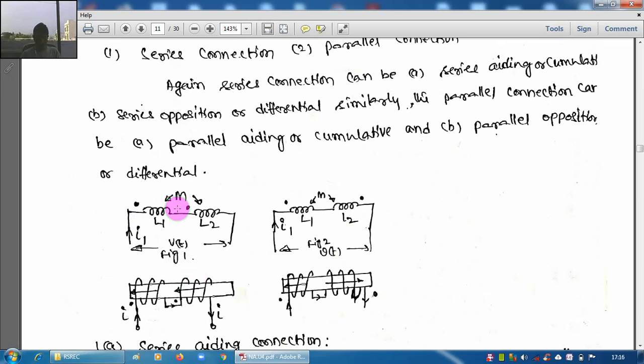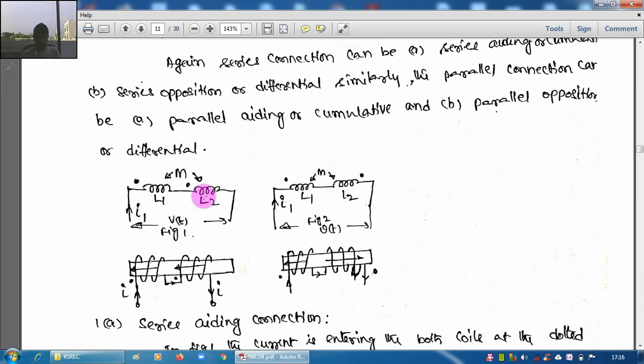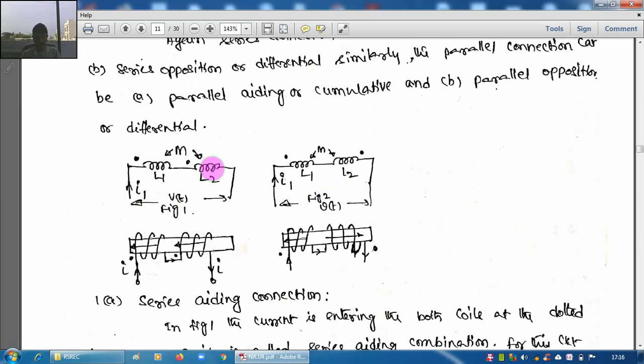First we will see the series connection. Here two coils are connected in series. Here also this is known as series aiding. Why? Because if this is the current direction, this current I1 is entering the dot of the first coil, and here also, as the dot is here, it is entering the second coil. So in coil 1 and coil 2 current is entering, so M is positive, that means series aiding, whereas here it is series opposing. Two coils are connected in series, in aided mode and opposing mode.